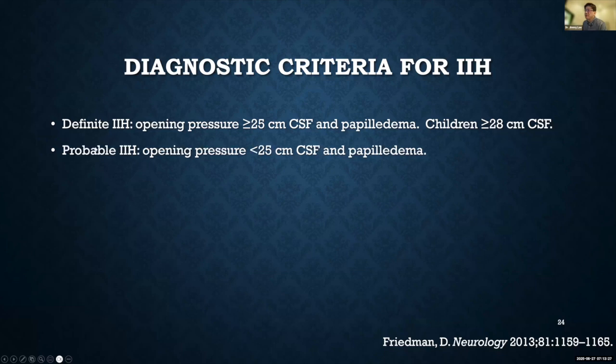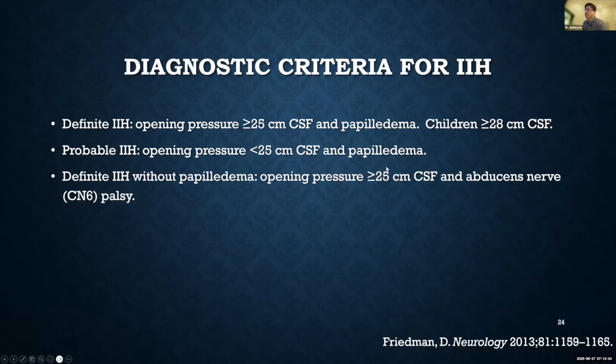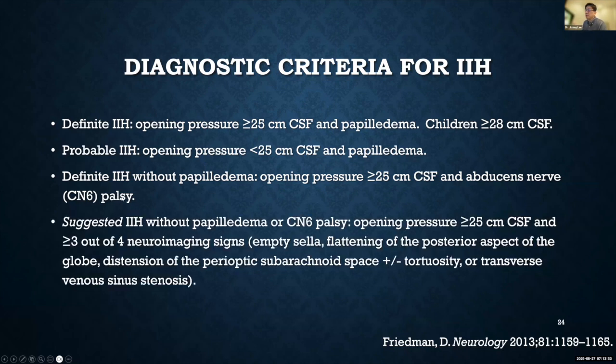You can call it probable IIH when you have an opening pressure that's not elevated, but you do have papilledema. You can also substitute papilledema with cranial nerve 6 palsy. So here again, you have increased opening pressure, no papilledema, but you have cranial nerve 6 palsy. So you can think cranial nerve palsy and papilledema as one of the two. Now, in some cases, they said suggested IIH. So you don't have papilledema or cranial nerve 6 palsy.